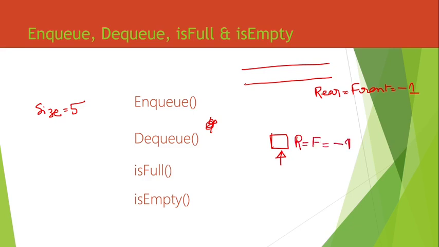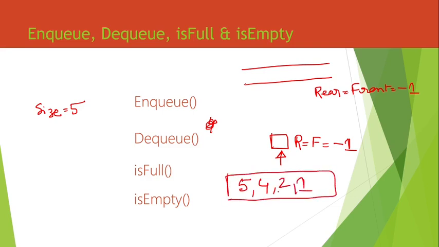both will be initialized to minus 1. Now let us say I'm going to insert elements in the queue: 5, 4, 2, 1, and then let's say 9, these five elements I'm going to insert into the queue. So once I insert the first element, the rear pointer will be incremented as rear equal to rear plus 1. That means rear will become minus 1 plus 1, which is nothing but 0. So at the 0th position of my array I'm going to insert first, let's say 5. So 5 will be inserted here.